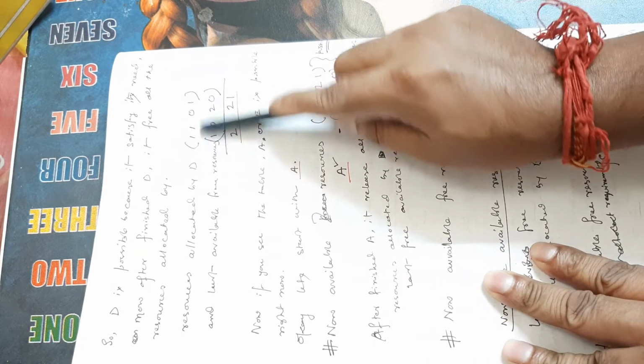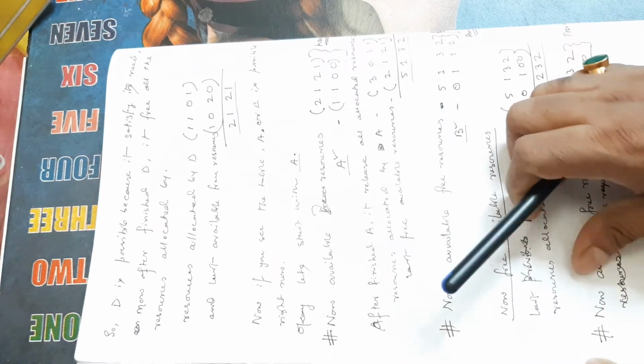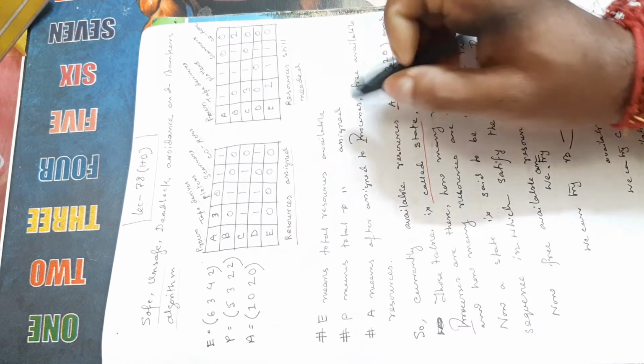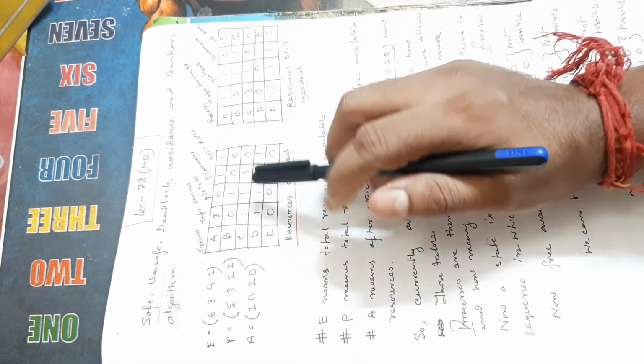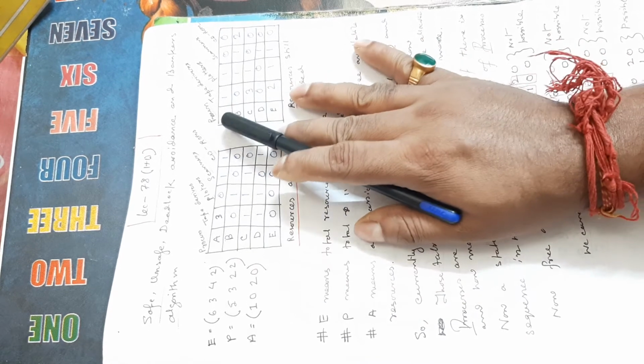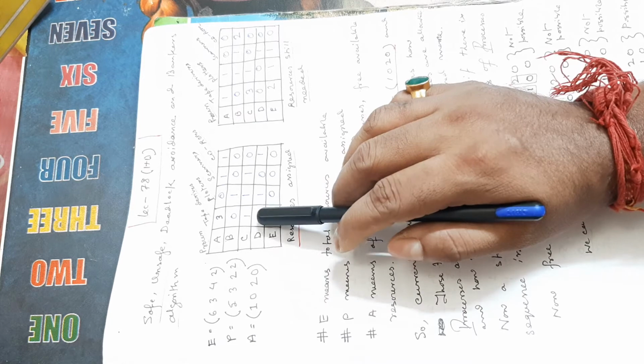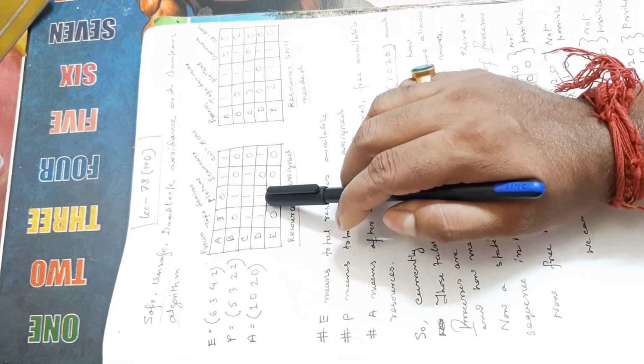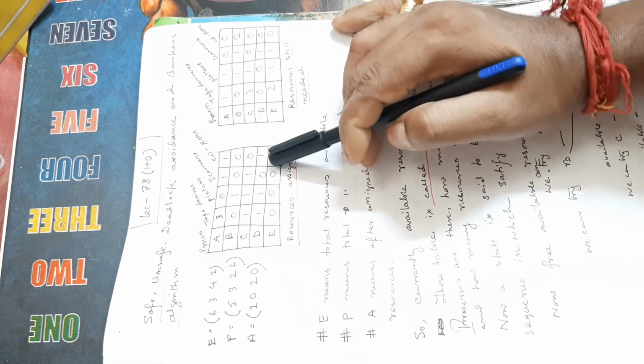So D is allocated. Sorry, there is one confusion. If D is finished, because D is already assigned 1101. So let's clear the confusion. D is already assigned 1 tape drive, 1 plotter, 0 scanner, 0 CD-ROM.